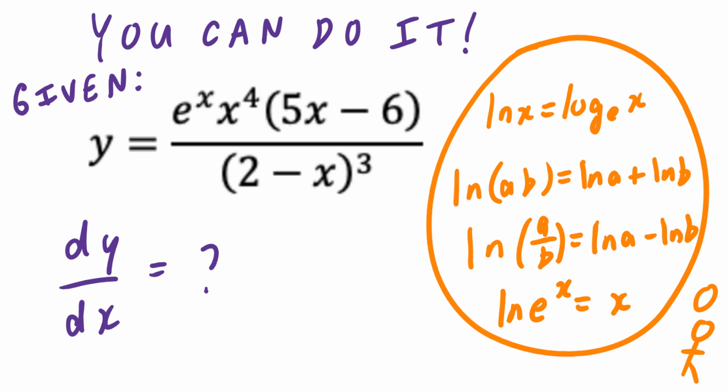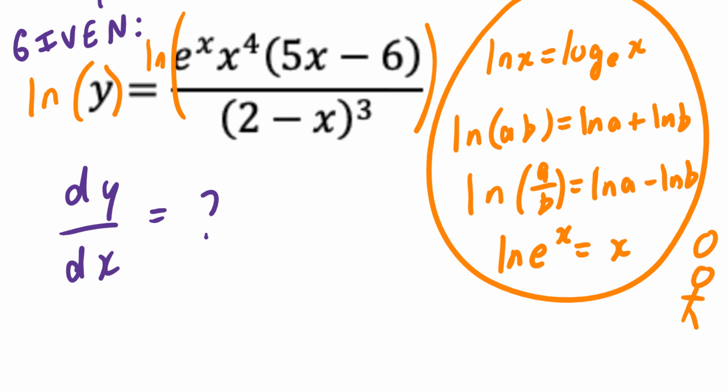Step number one, ln both sides. Just like adding, subtracting, multiplying, dividing, ln is an operator. So what you do to one side, you do to the other side. On the left-hand side, you can copy ln of y. On the right, you're going to break it apart.